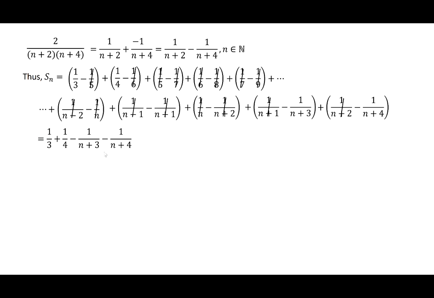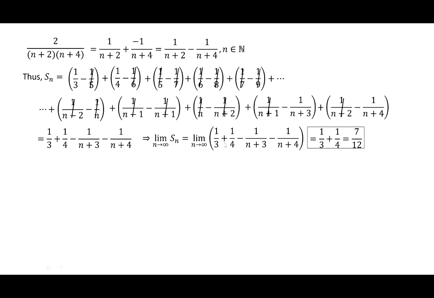What was our whole objective? Our whole objective was to find the sum of the series. And how did we want to find that? By finding an expression for S sub n and then taking the limit of it as n approaches infinity. Did we find an expression for S sub n? Yes, we did. All that is left is finding the limit as n approaches infinity. What happens to 1 over n plus 3 as n approaches infinity? Goes to 0. 1 over n plus 4 also goes to 0. So all we would be left with is 1/3 plus 1/4, which is 7/12.